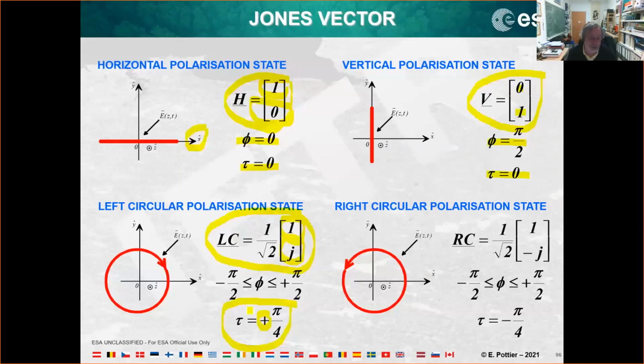So the next one is a right circular polarization. In fact, you will measure exactly the same magnitude between horizontal and vertical. What is changing is the phase, the phase difference between horizontal and vertical. In the first case, it was plus 90 degrees. In the second case, it will be minus 90 degrees.